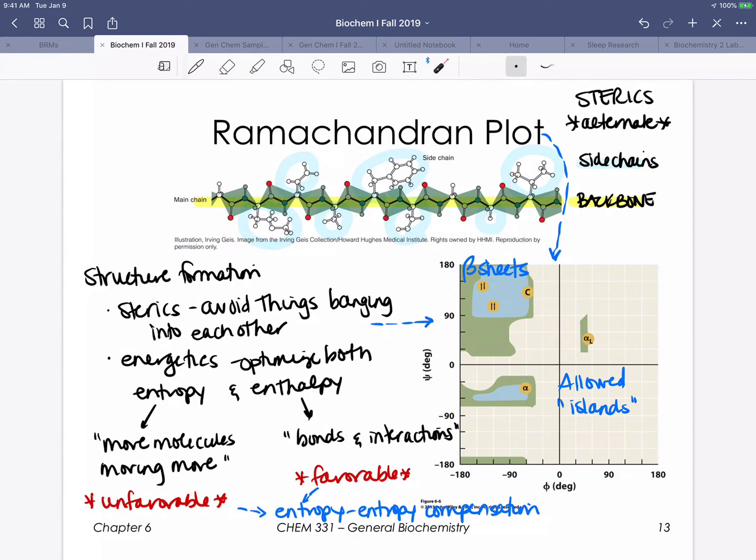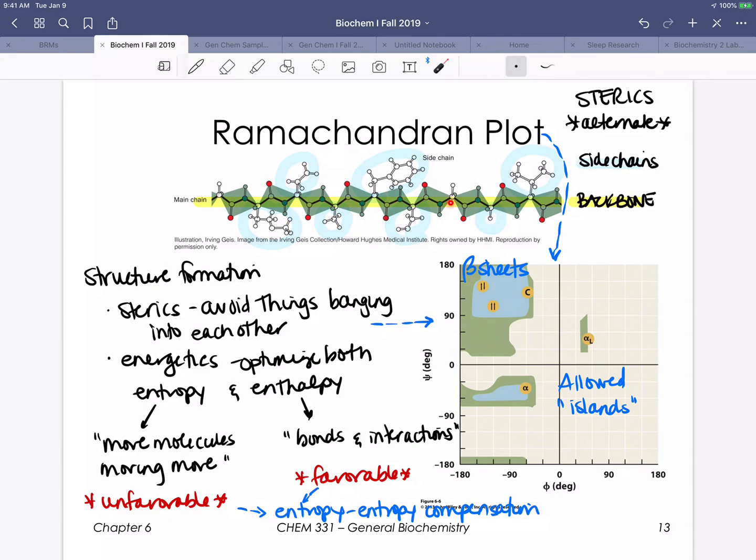Ramachandran plots. You're not going to need to know how to draw a Ramachandran plot. Basically, I just want you to understand that when we have this protein backbone, hanging side chains off of it, and we're trying to think about what possible 2-dimensional or 3-dimensional structures we could have for these proteins, structure formation is going to be driven by 2 things. Sterics: we don't want things to bang into one another, and that's what a Ramachandran plot is really about. It's about allowed space that avoids steric clashing of atoms.